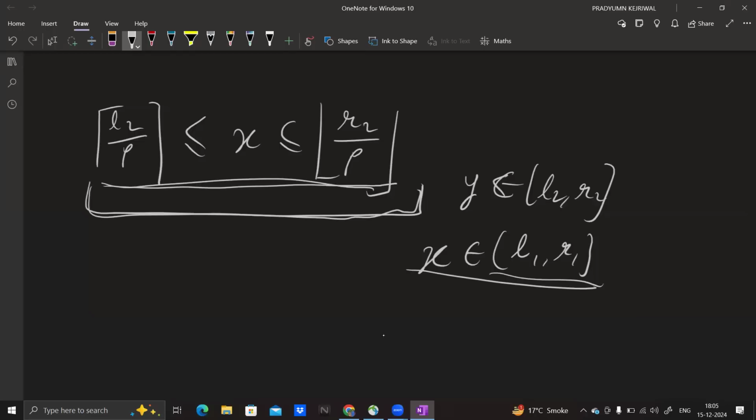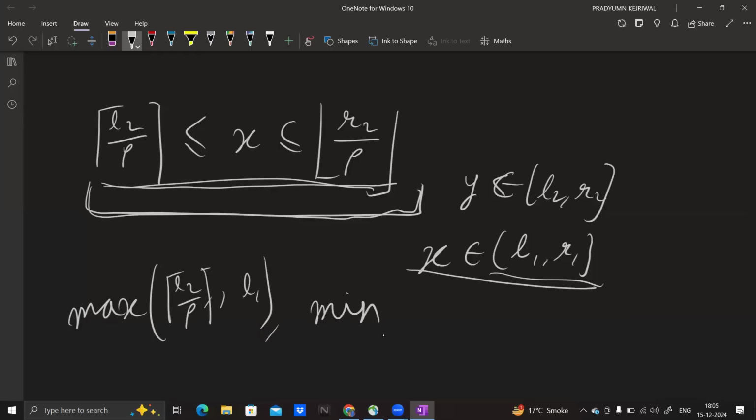And I think how to take the intersection is simple. We'll take the max of both the L values, L2 by P, comma L1, and we'll take the min of our R values, R2 by P, comma R1. I think this is very well known. Is there anyone who doesn't understand this?